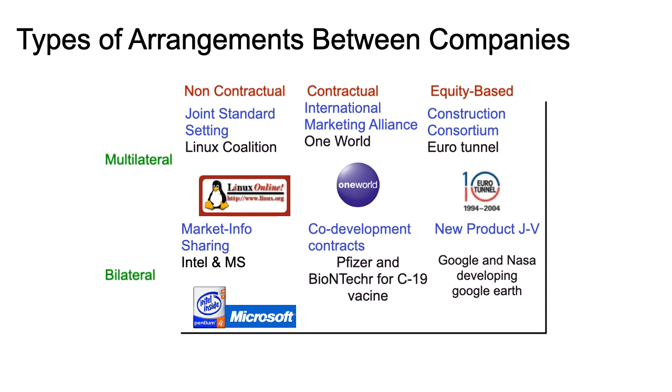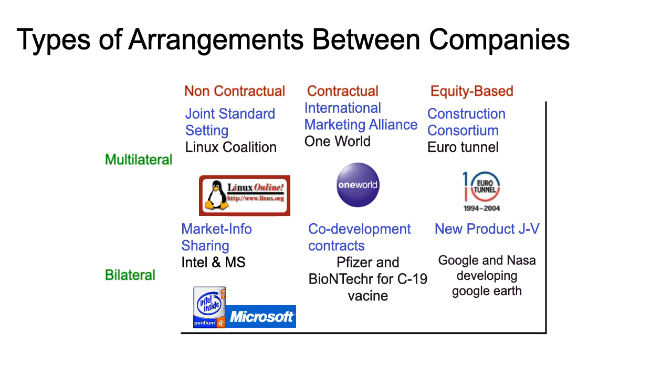Now, these arrangements may be multilateral or bilateral, and at the same time they can be non-contractual, they can be contractual, or they can be equity-based. I'll go one by one, giving you an example every time. First, a multilateral non-contractual relationship is, for example, the one held to develop Linux. It's done by many developers across the world, and all of them contribute to the development of Linux.